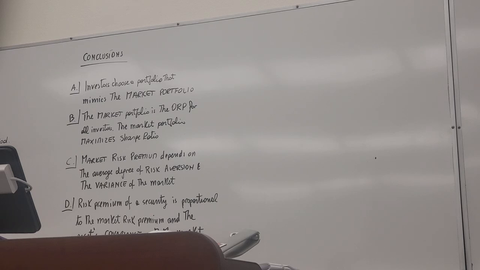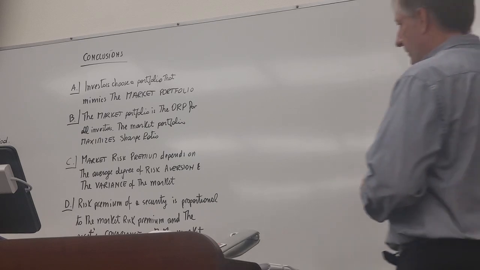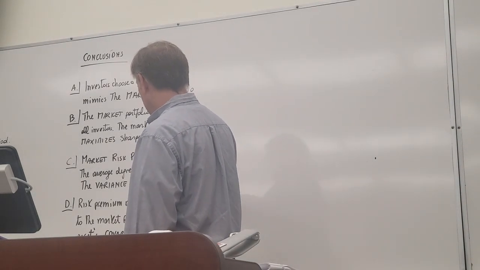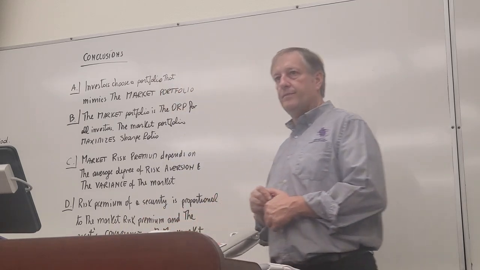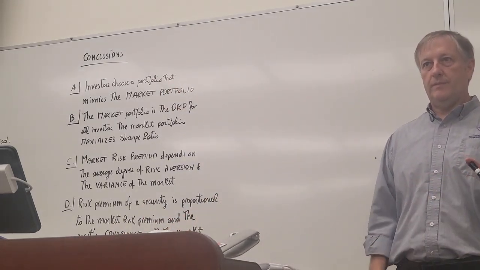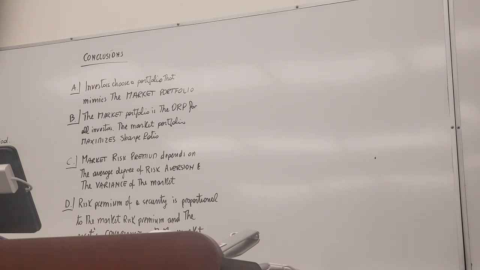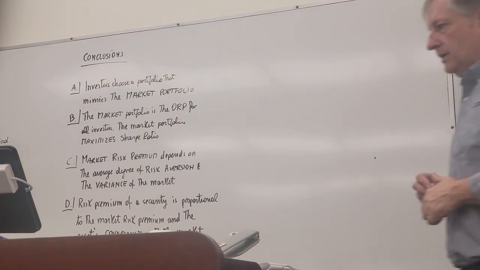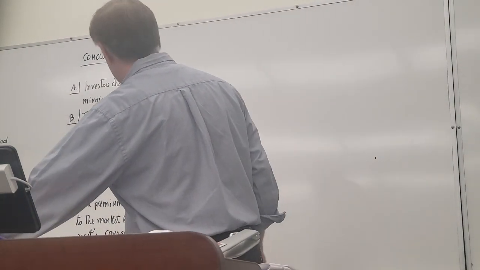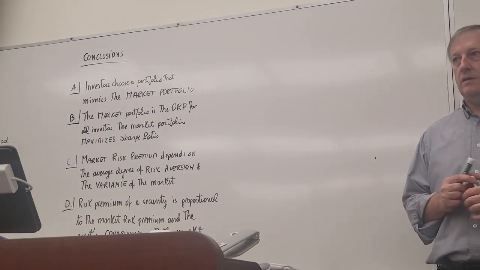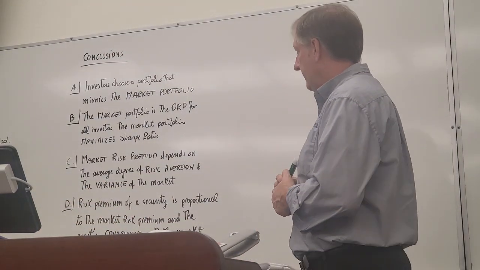Questions? What's C say again? The market risk premium depends on the average degree of risk aversion and the variance of the market. Okay. All right. You got it? Okay, so let's see.